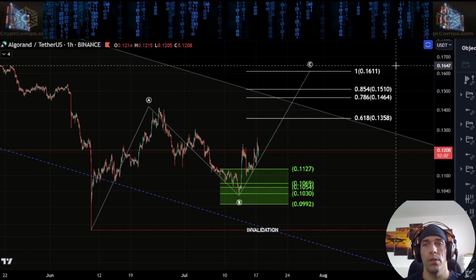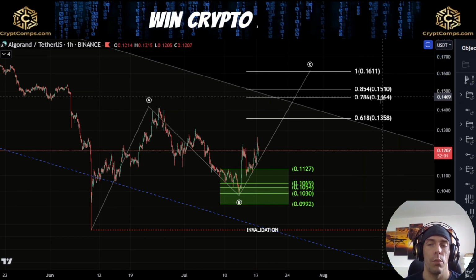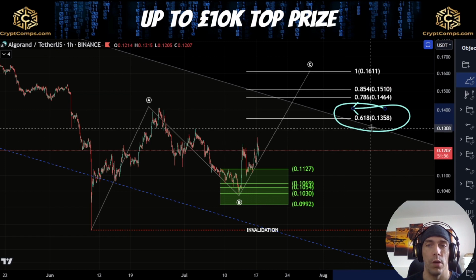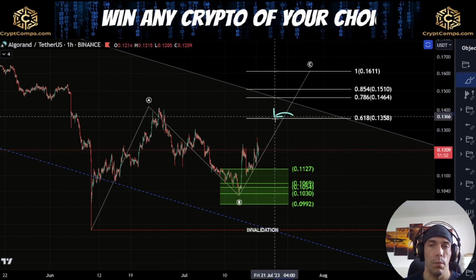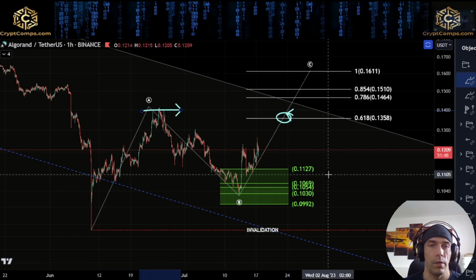So if we are looking for this, we have the potential that this could be looking for this 1611 as a 1-to-1, and then we also do have this area over here, the 0.618 at this 1358, which would be quite interesting. Because this would be our minimum requirement and could potentially look for us to actually come back up here and hit this double top.